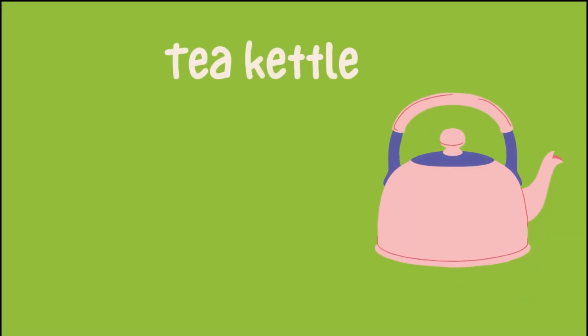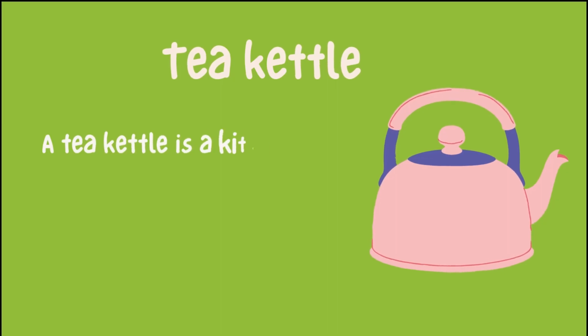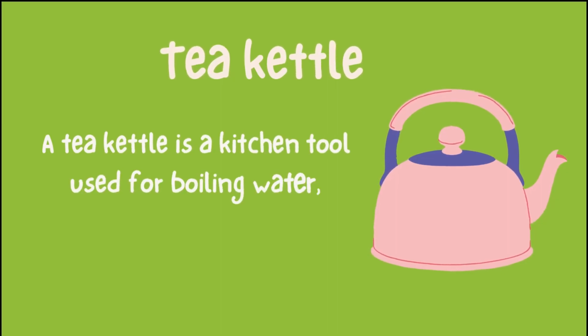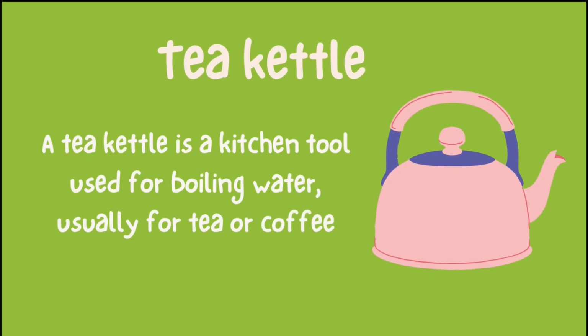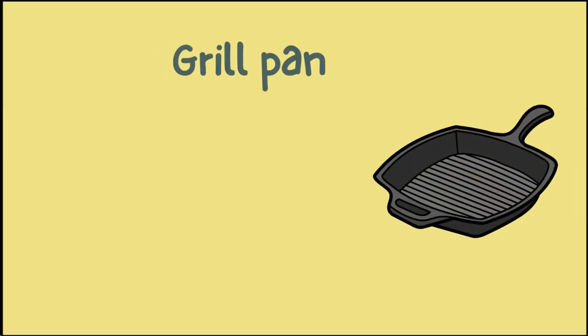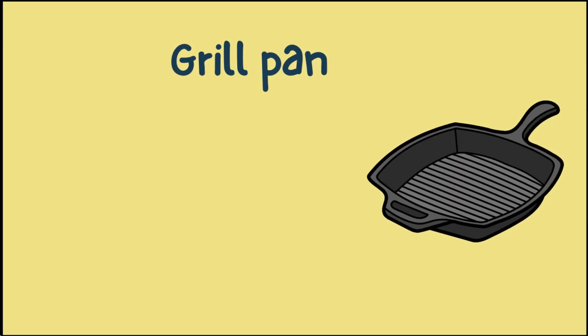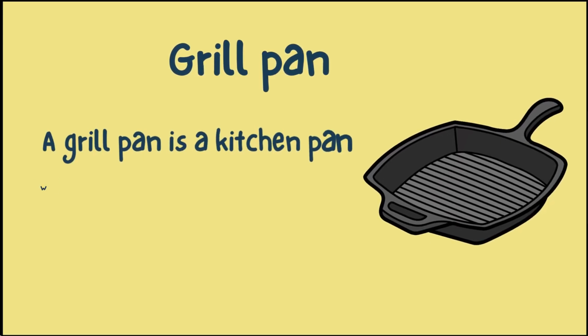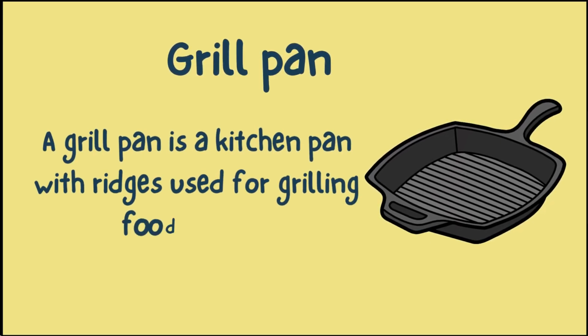Tea kettle. A tea kettle is a kitchen tool used for boiling water, usually for tea or coffee. Grill pan. A grill pan is a kitchen pan with ridges used for grilling food indoors.